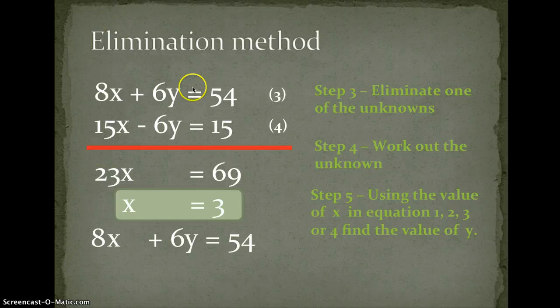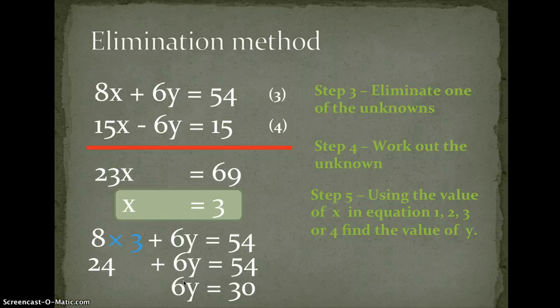Okay, I'm choosing equation 3, 8x plus 6y equals 54. So 8 times 3 is 24 plus 6y equals 54. I subtract both sides by 24, so I get 6y equals 30. So now divide both sides by 6, so we'll get y is equal to 5. So the solution is x is equal to 3 and y is equal to 5. Okay, that's the elimination method for you.